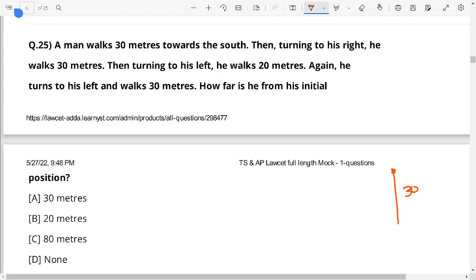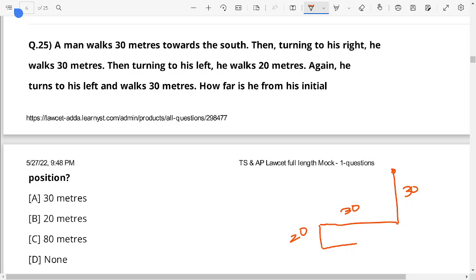Then turning to his right, that is his right. So his right will be like this, not like this. It's not our right. That right will be from his perspective. So he turns right and walks again 30 meters. Again turning his left, his left will be like this. He turns left, he walks 20 meters. Again he turns left, he walks again 30 meters. What is the question here? How far is he from the initial position?